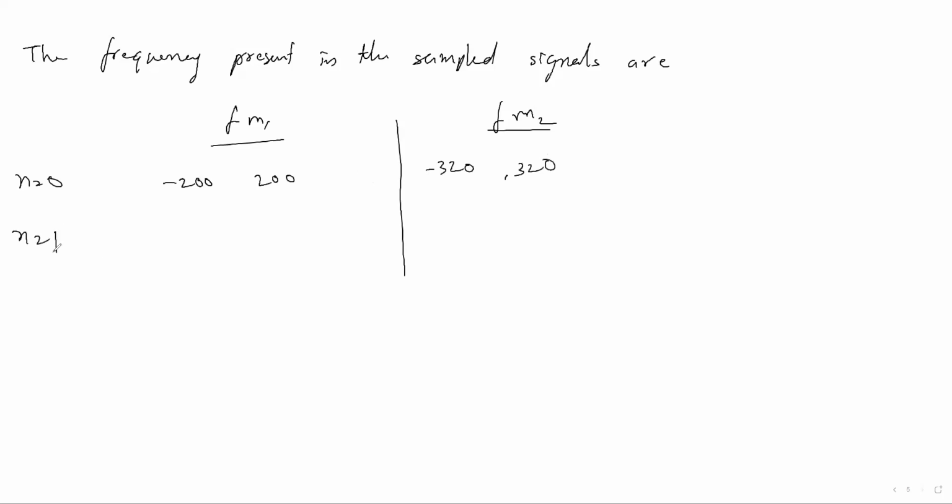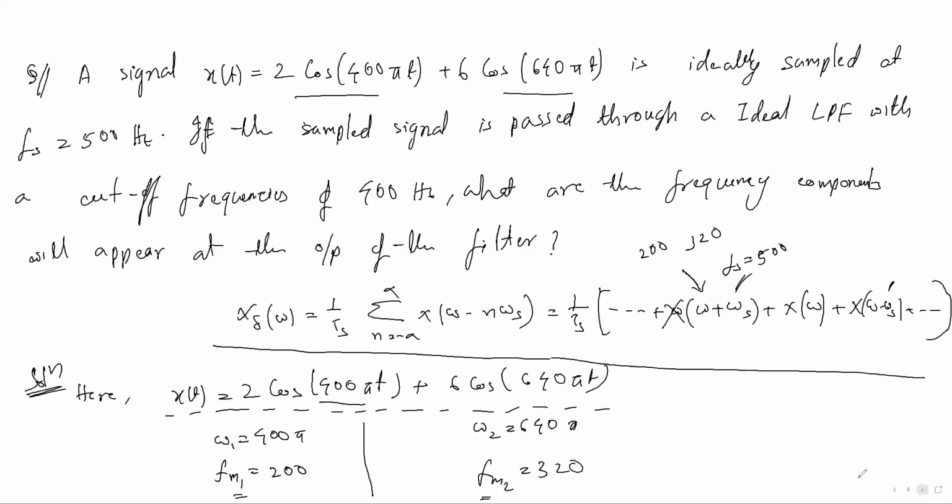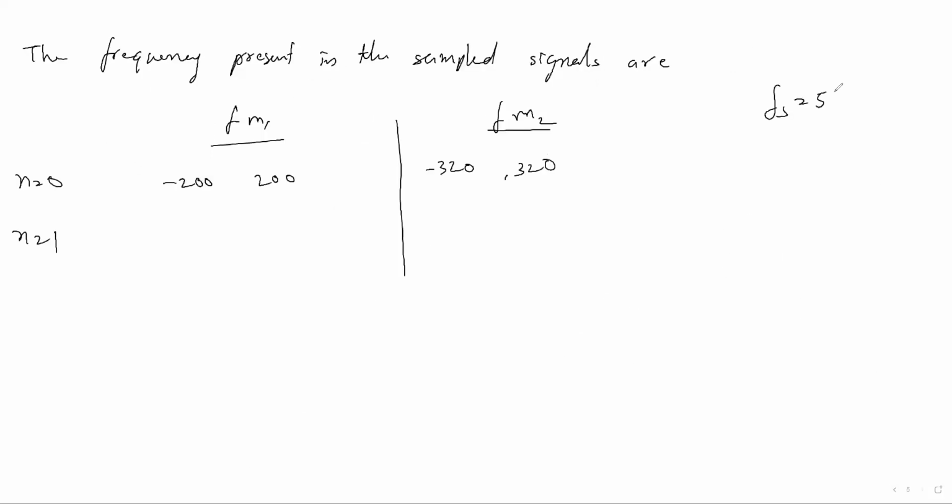For n equal to 1, what is fs minus fm? fs is given as 500 hertz here. So fs minus fm means 300, and fs plus fm is 700. Here, if you take fs minus fm, it is 180, and fs plus fm is 820.